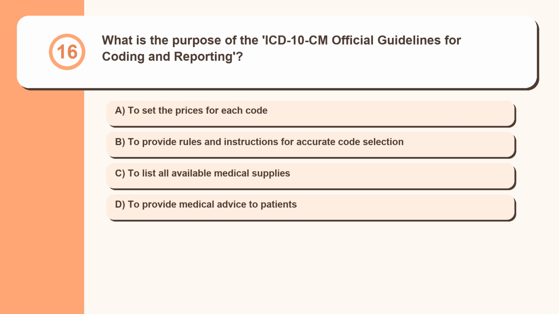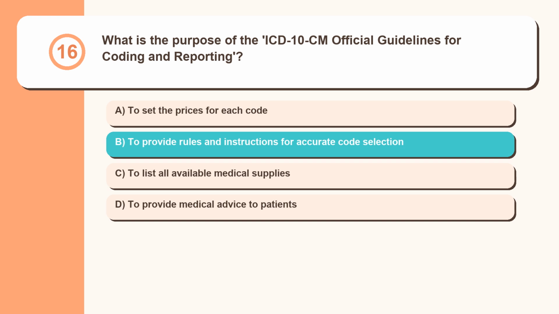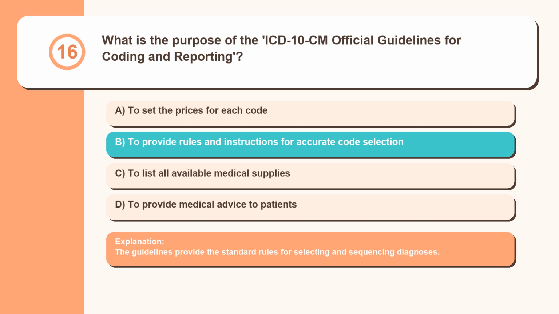Question 16. What is the purpose of the ICD-10 official guidelines for coding and reporting? To set the prices for each code, to provide rules and instructions for accurate code selection, to list all available medical supplies, to provide medical advice to patients. The guidelines provide the standard rules for selecting and sequencing diagnoses.